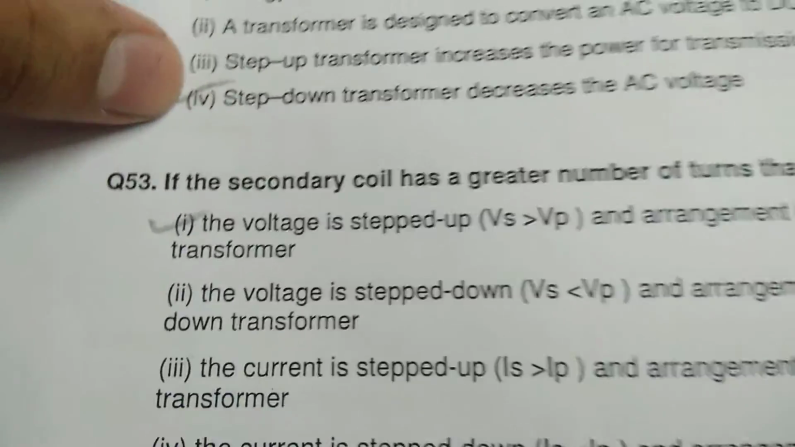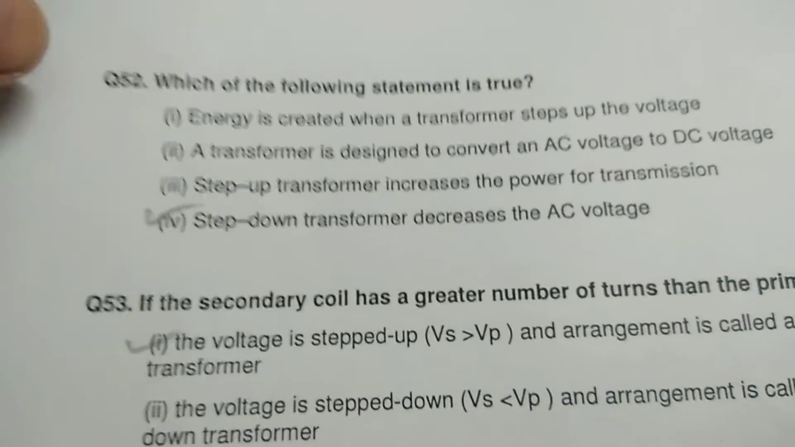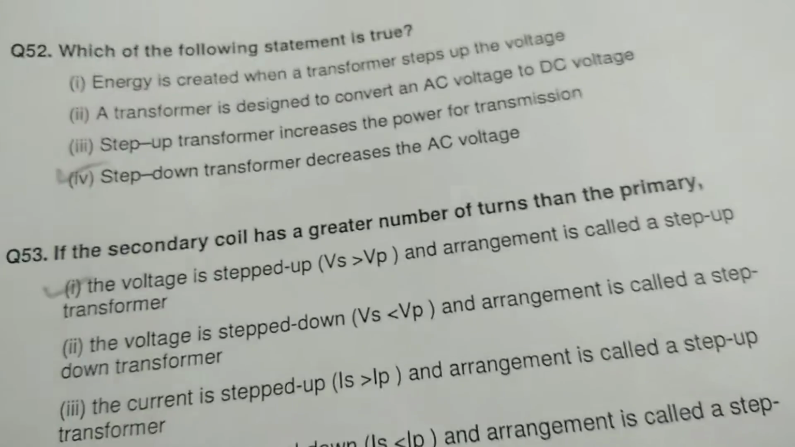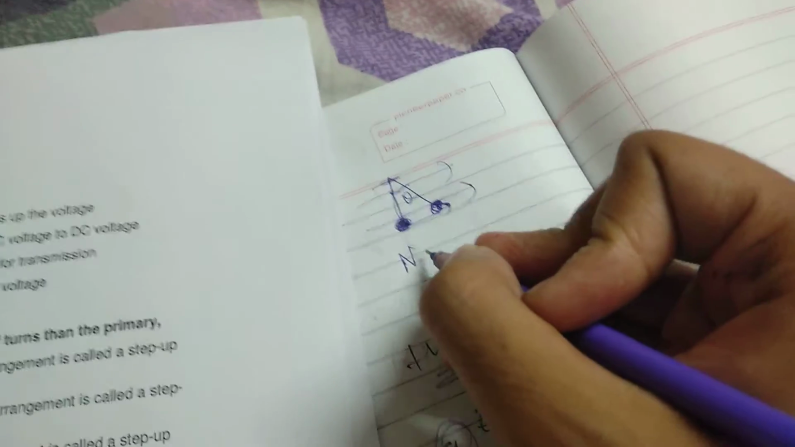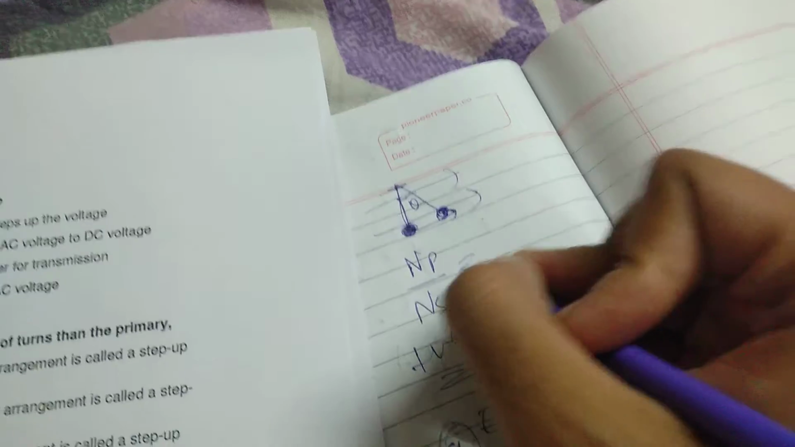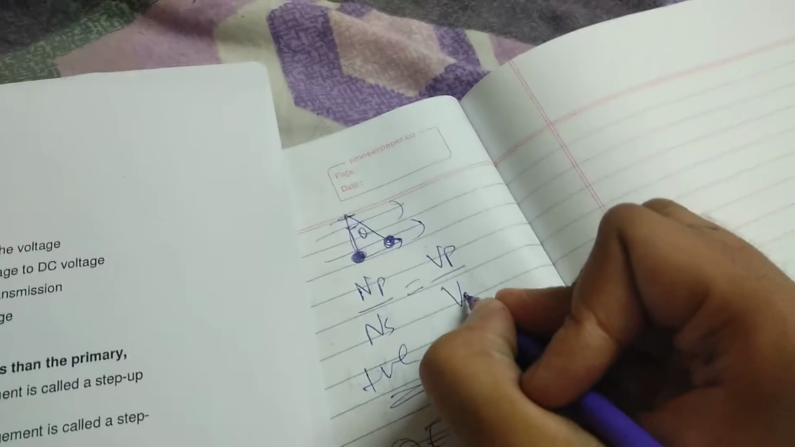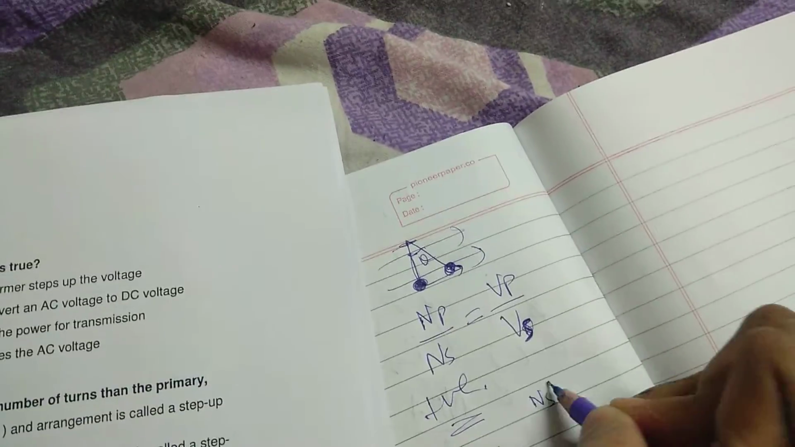Next, come to question number 55 or 53. Only 2 questions are left, 53 and 55. So 53 says that if the secondary coil has a greater number of turns than the primary coil, the voltage is stepped up. See, for a transformer, basically we have a primary coil NP over secondary coil NS. It is equal to voltage P, like the voltage across primary coil over voltage S. I mean, voltage and the number of turns are directly proportional. So secondary coil has a greater number of turns, so NS greater than NP.